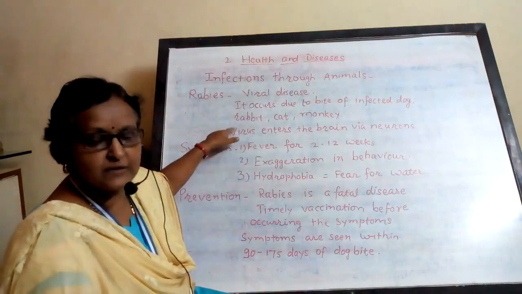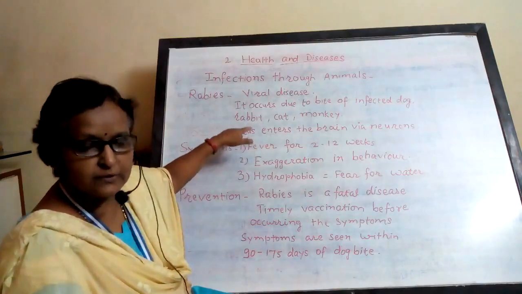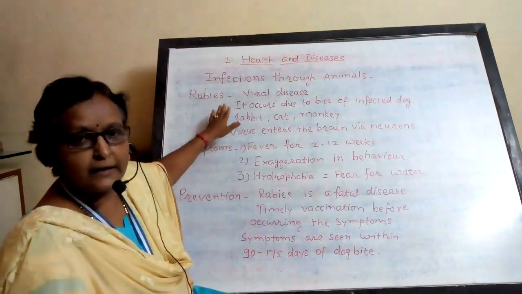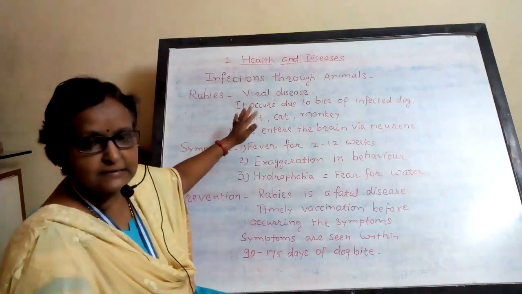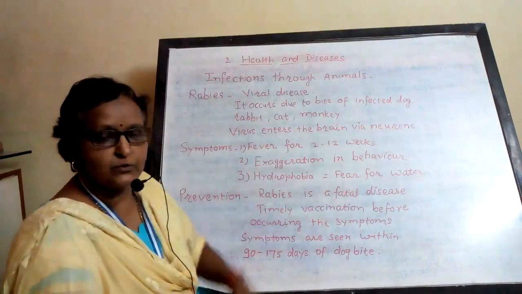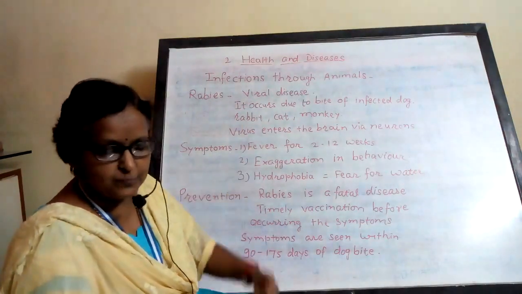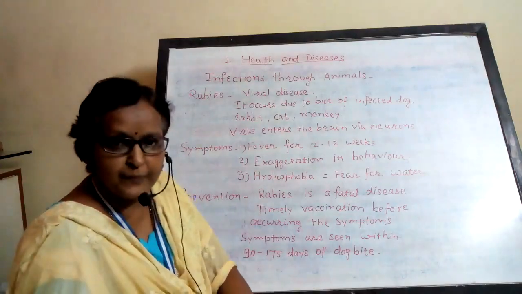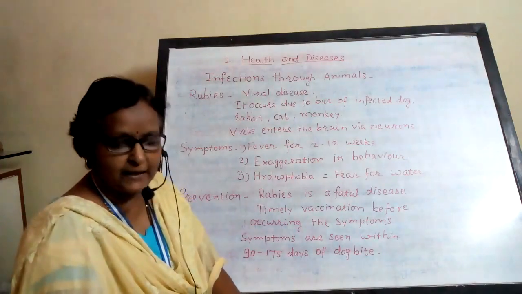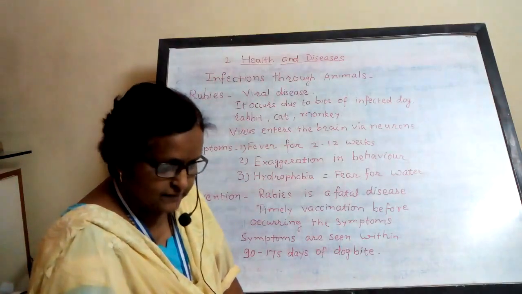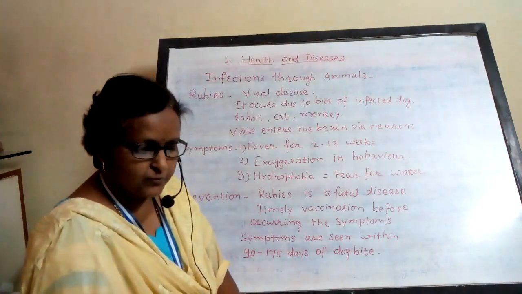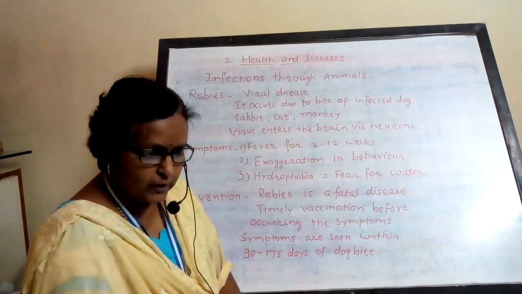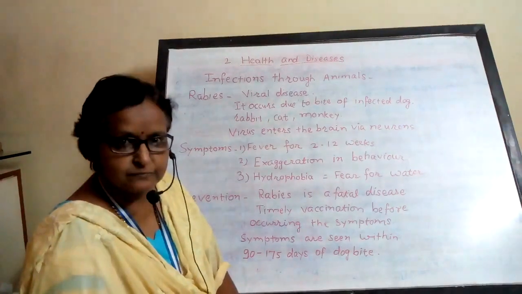So if these animals are infected, this is also a viral disease, and if these animals are infected due to viruses, and if these animals bite human beings, the disease is spread. So some people are having pet animals. So questions are asked. First question is, which measures are taken at your home to control the rats?